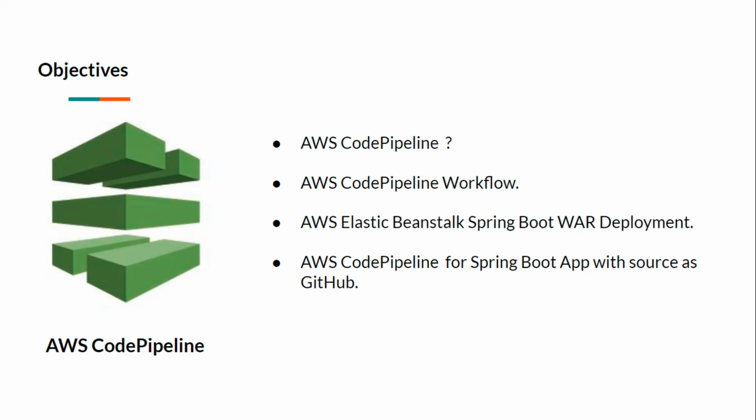In the previous videos of the AWS certification track, we learned about AWS CodeCommit and AWS CodeBuild among the AWS developer services. And today we are going to learn about the AWS CodePipeline service. We'll look into the AWS CodePipeline workflow. We'll understand how AWS CodePipeline works. And then we will create one AWS Elastic Beanstalk application and deploy a sample Spring Boot application into AWS Elastic Beanstalk. And at last, we will create a code pipeline for a Spring Boot application with GitHub as a source repository.